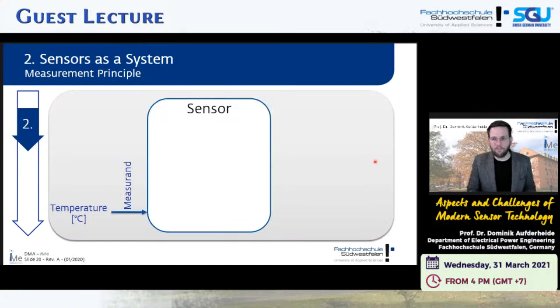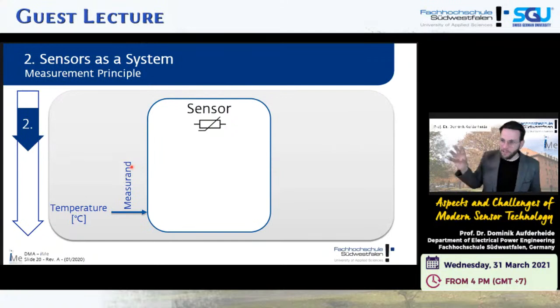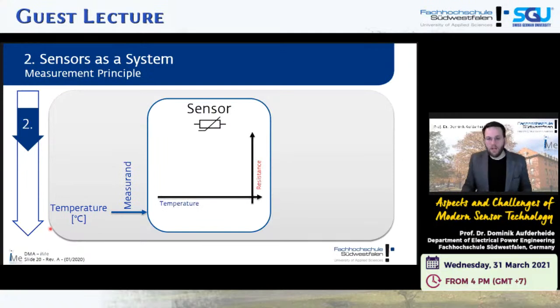This is actually what it looks like. So let's make the example with the temperature. We have a sensor, and we have the temperature which we want to measure, which we call the measurand. And we select a certain sensor principle. The sensor principle defines how the physical value we want to know relates to an electrical value we can measure. For example, for measuring the temperature, we could select a thermal resistance, which means that we have an electrical resistor which depends on the temperature. This would be the actual symbol we would use. And then we have a certain characteristic of this sensor principle where we say, okay, for a certain temperature, we have a certain resistance.